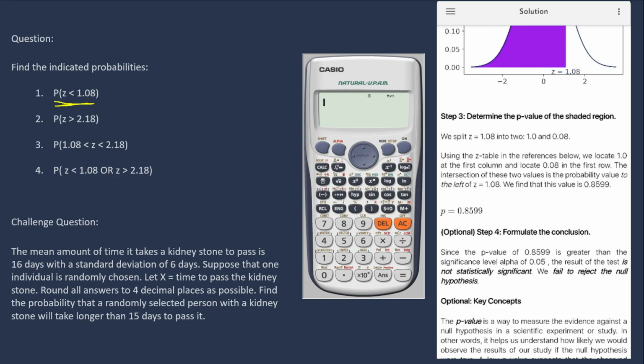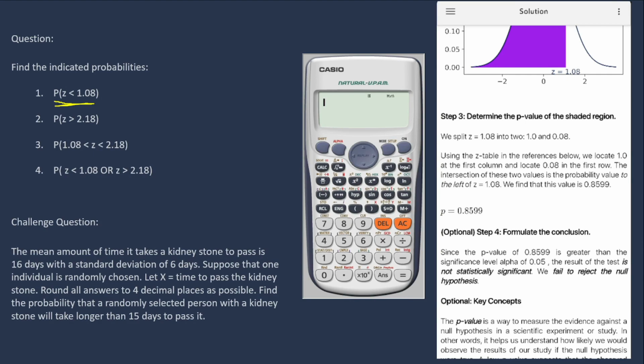Now for the optional step, step 4, formulate the conclusion. This is the reason why one of the three inputs a while ago is the significance level alpha. So basically, we compare the p-value that we have determined earlier to the significance level. Once the p-value is less than the significance level alpha, then the result is statistically significant. In other words, we reject the null hypothesis. Otherwise, if the p-value is greater than the significance level alpha, then the result is not statistically significant and we fail to reject the null hypothesis.